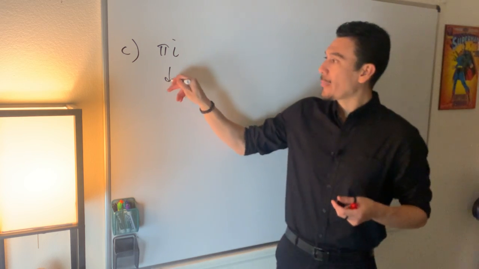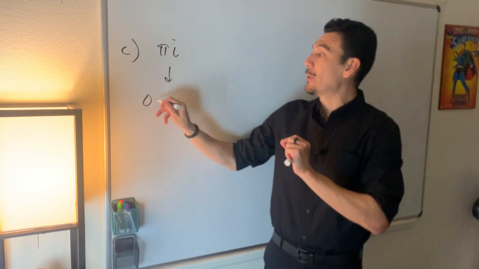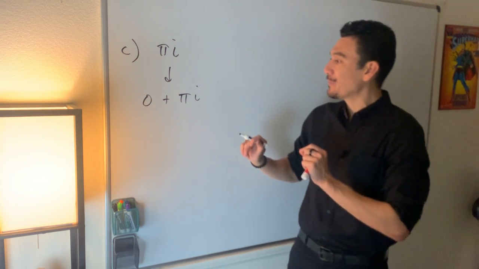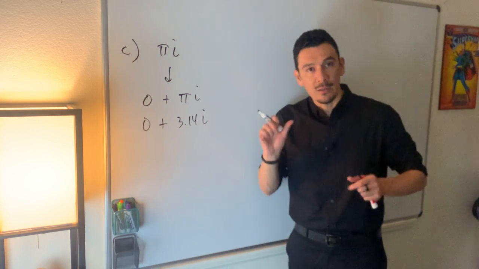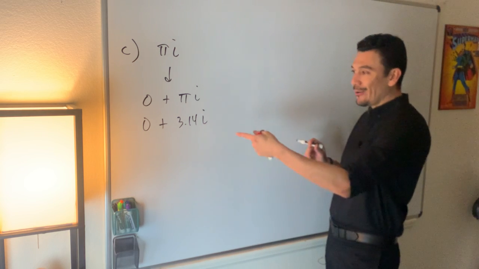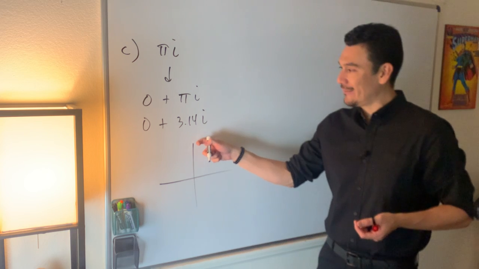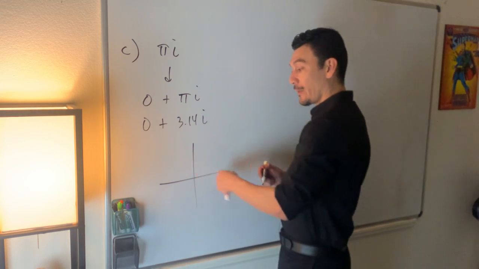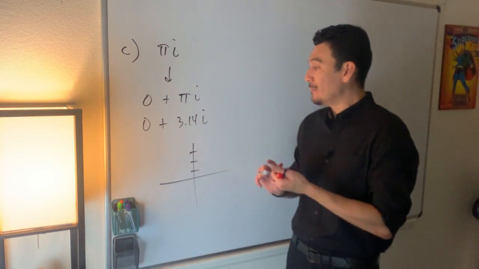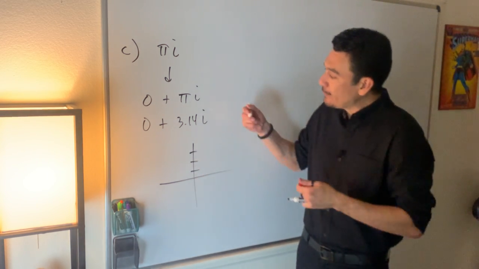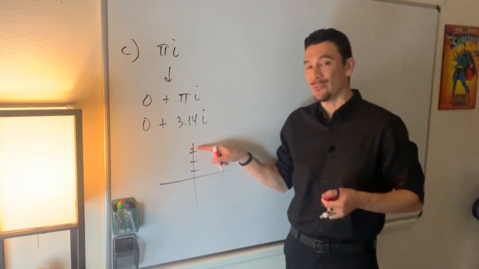Well, first of all, I would rewrite it so that it looks like all the others. I would rewrite this as 0 plus pi i. And then pi, let's call it 3.14-ish, right? Just an approximation. And so now I know how to plot this. Go to your axes, real versus imaginary. This is 0 for the real, so you don't move sideways at all. The only movement you make is up, up, up, 3.14 spaces, which is close to that location right there. Done.